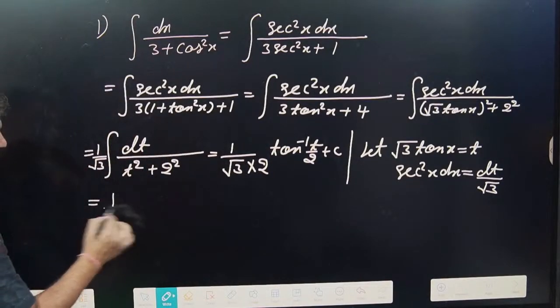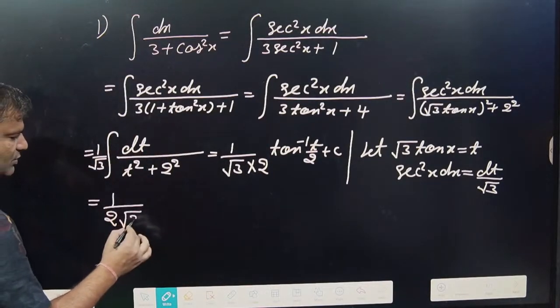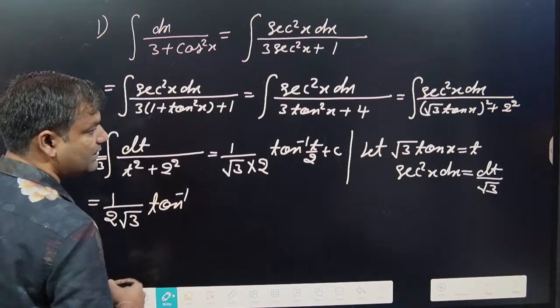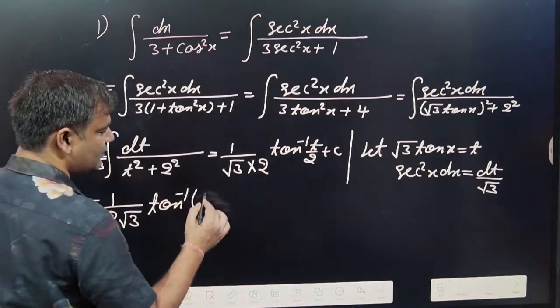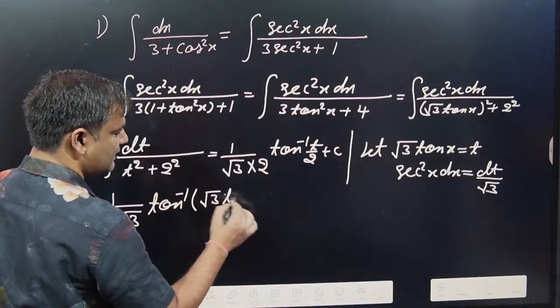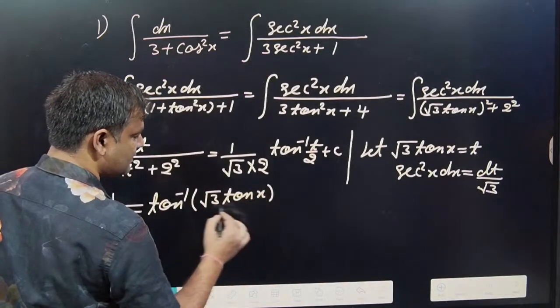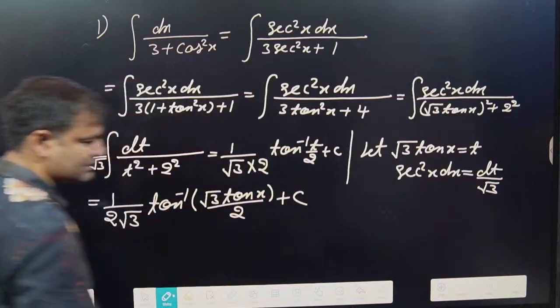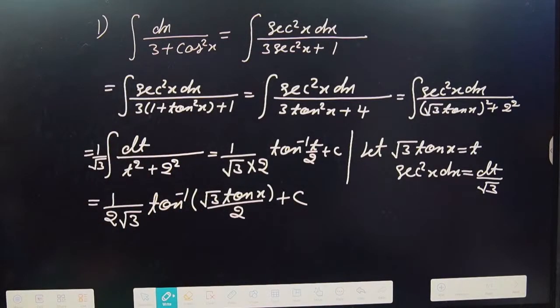is 2 into tan inverse t upon 2 plus c. After that you can say 1 upon 2 root 3 into tan inverse t, that is, root 3 tan x divided by 2 plus c is the right answer. If anyone faces any doubt at any step, then comment it. I will discuss again.